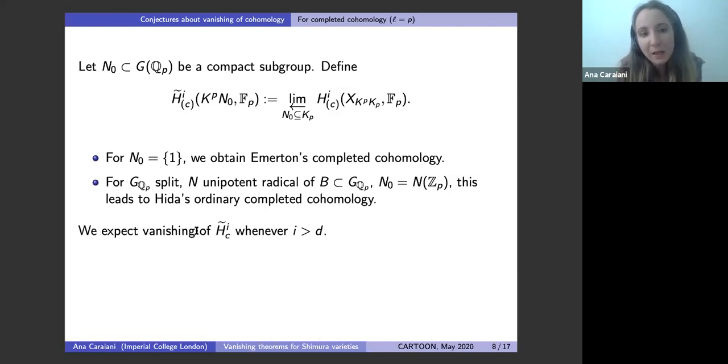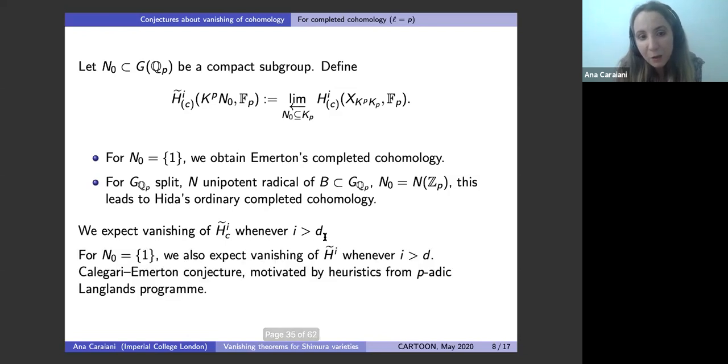And then we expect that there is a vanishing for completed cohomology with compact support whenever i is greater than d. And when N0 is trivial, so when you're looking at really full completed cohomology, then you also expect vanishing of the usual completed cohomology above this middle degree. And so in this case of N0 equals 1, the vanishing of usual completed cohomology and compactly supported completed cohomology is predicted by a conjecture of Calegari and Emerton, which is in turn motivated by heuristics from the p-adic Langlands program.